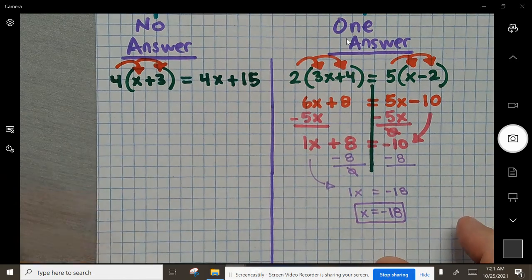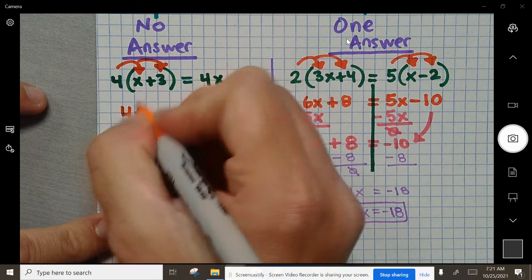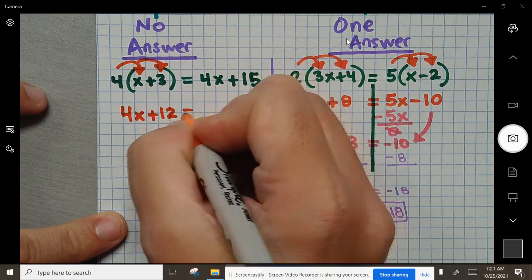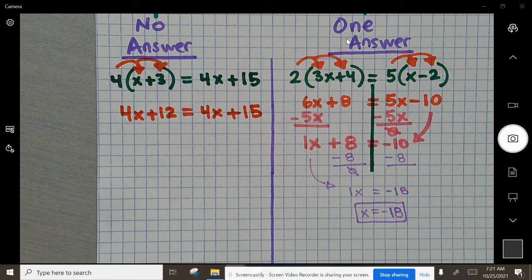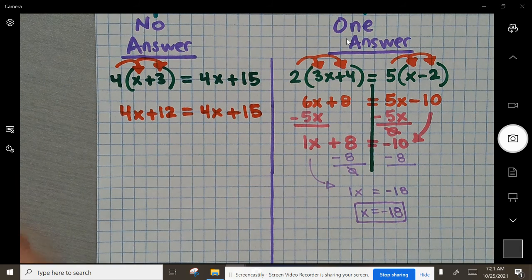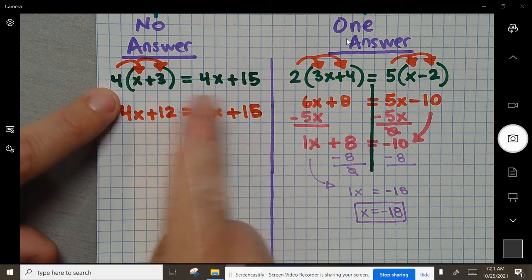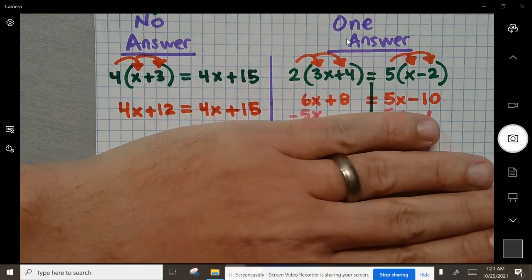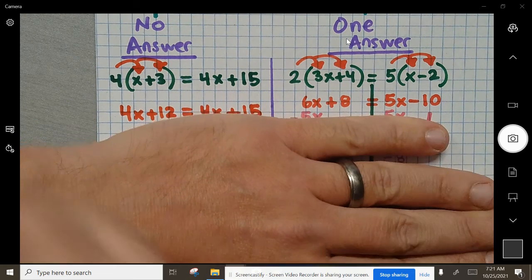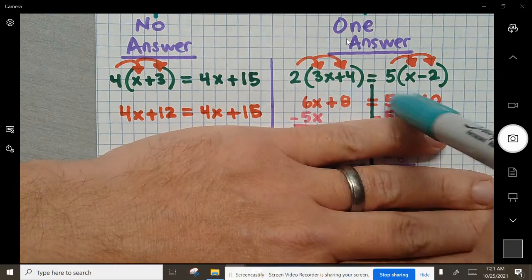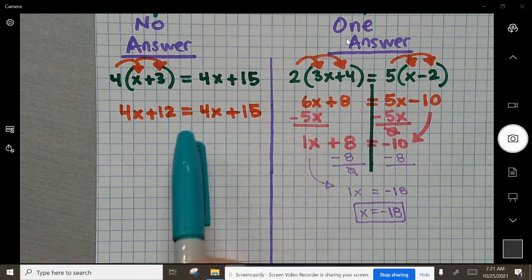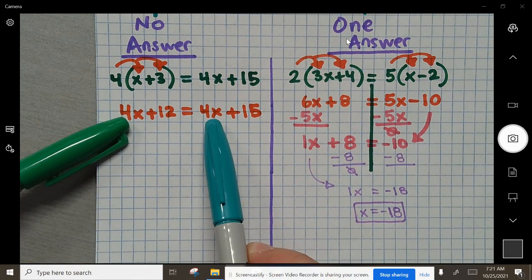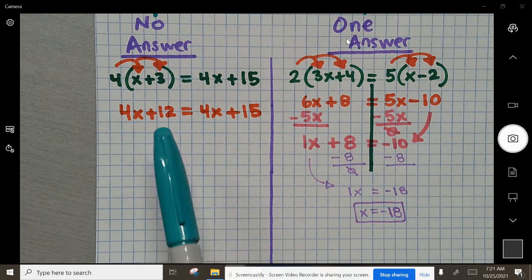So here, you're going to go 4 times x, 4 times 3. Then you're going to have 4x plus 15. All right. Now I want you to take a second here. You just did the distributive property. That's great. Here, when you're looking at these two variables and constants, they're all different. When you look at this, you notice, interesting, I have the same variables on both sides. That's going to be interesting. That's going to be a little different on what's going to happen. So let me show you.